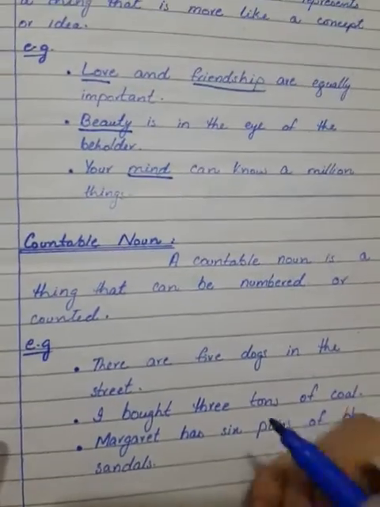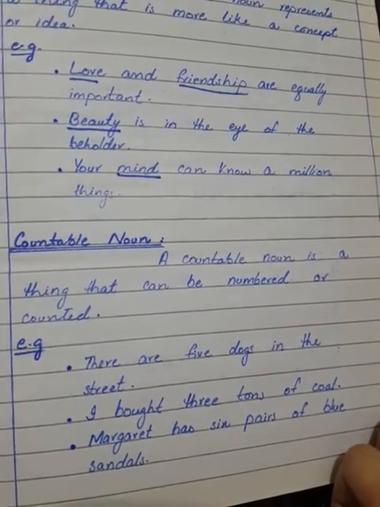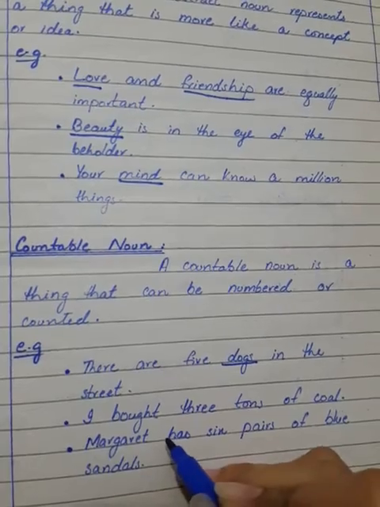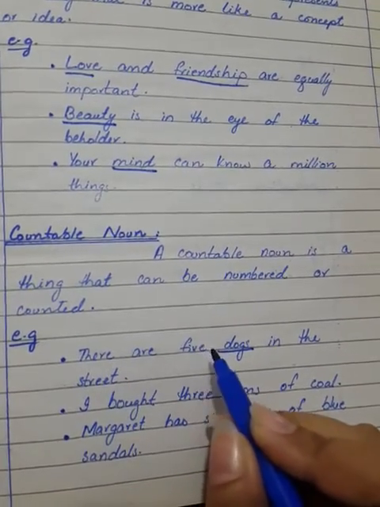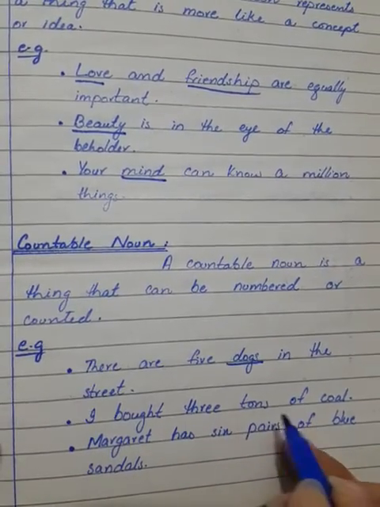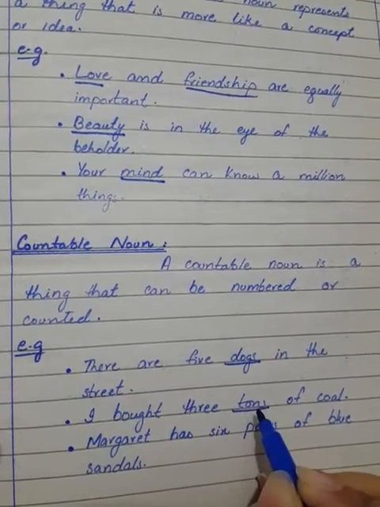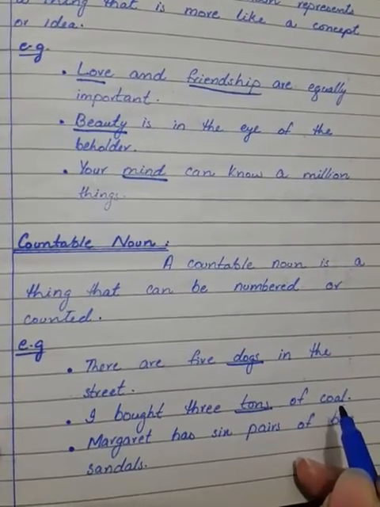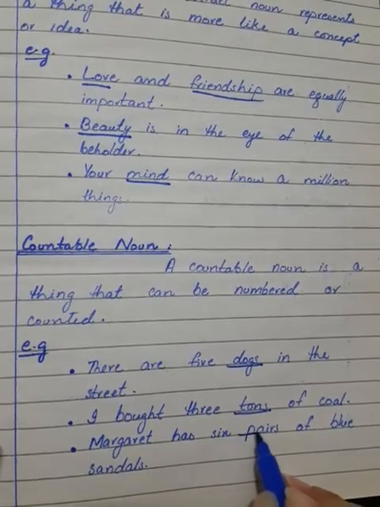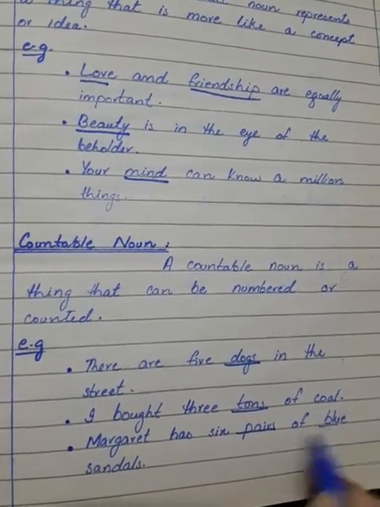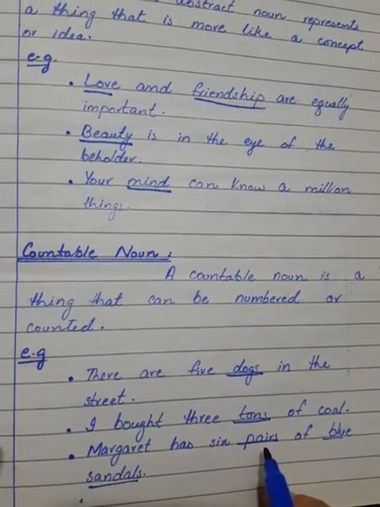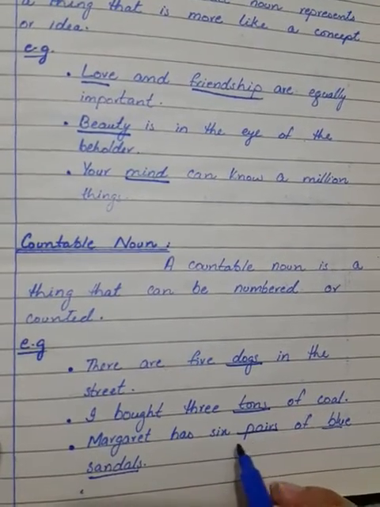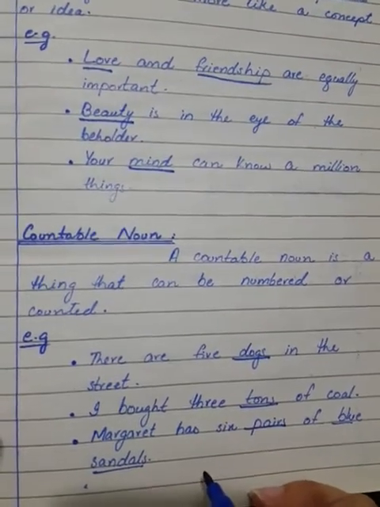And countable nouns. Countable noun is a thing that can be numbered or counted. For example, there are 5 dogs in the street. Now dogs can be counted and we have got a specific number. Then I bought 3 tons of coal. Now tons is a countable noun that can be numbered, and coal is over here an uncountable noun that cannot be counted. Then Margaret has 6 pairs of blue sandals. These are also examples of countable nouns, like 6 pairs, they can be counted, and blue sandals they can also be counted.